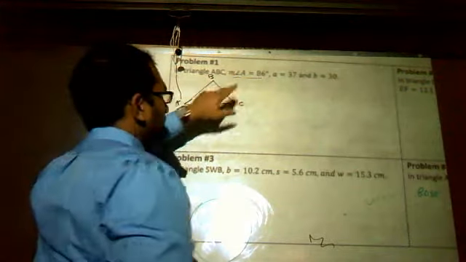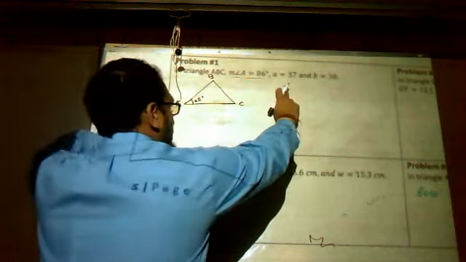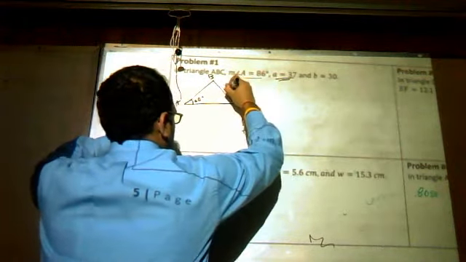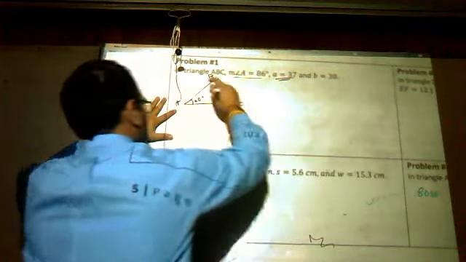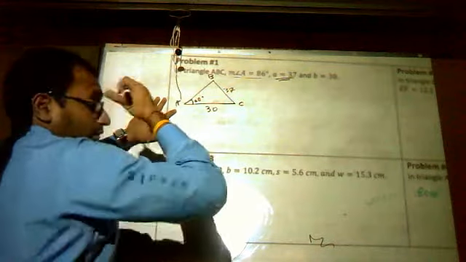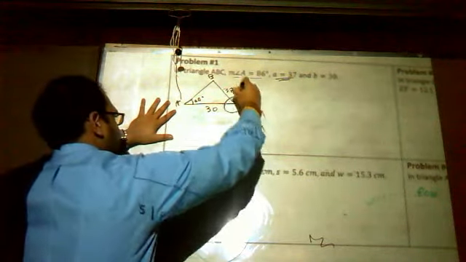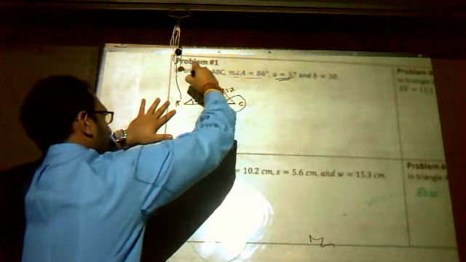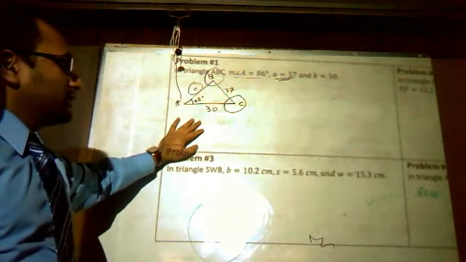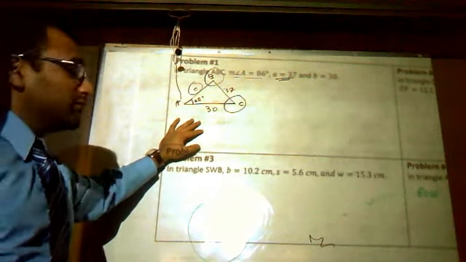So we know that the measure of angle A is 86 degrees. We label that on our triangle. Side A is 37, and side B is 30, which is directly across from angle B. Great. So what pieces of information are we missing? We're missing angle C, side C, and angle B. Well, we have to ask ourselves, what do we have, and are there ways that we can find the missing pieces of information?